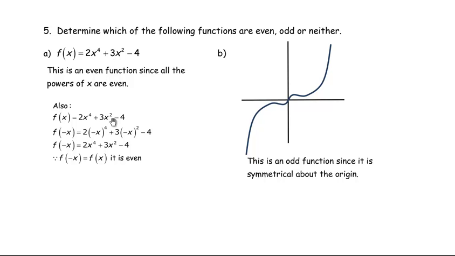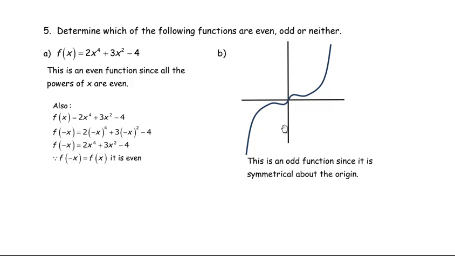Also, you can use the definition. So here's my function here. And so I'll find f of negative x. So I'll put negative x in place of x here and here. Now negative x raised to the power of 4 is the same as x to the fourth. And negative x raised to the power of 2 is also x squared. So notice you get exactly the same function. So that means it's even. That's how you use the definition to show that it's even algebraically.